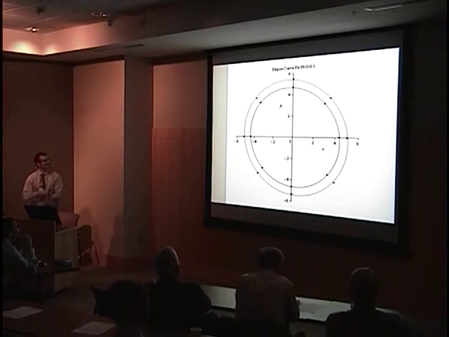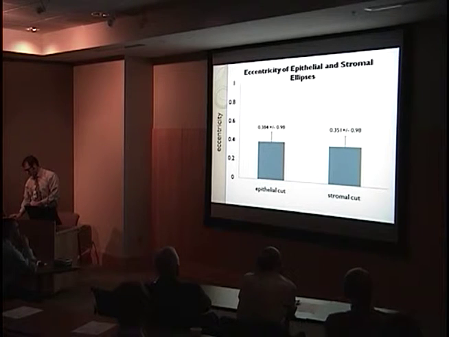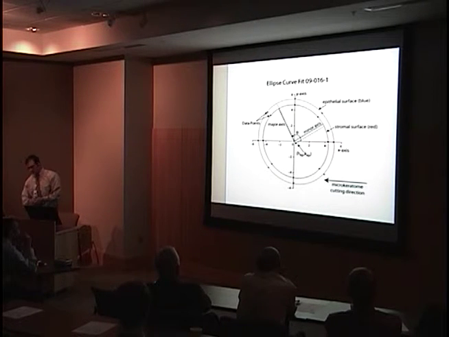No worries. So what I'm saying with that slide is this difference in distance from here to here ranges from 0.3 to 1.8 millimeters. In addition, we looked at eccentricity, and it's roughly the same. There's no statistically significant difference between the epithelial cut and the stromal cut, although neither of them is completely circular. And so what that is looking at is essentially a ratio of the major axis to the minor axis. And so if major axis and minor axis are equal, eccentricity is zero and it's a circle.